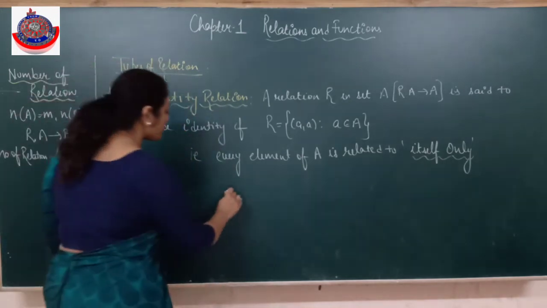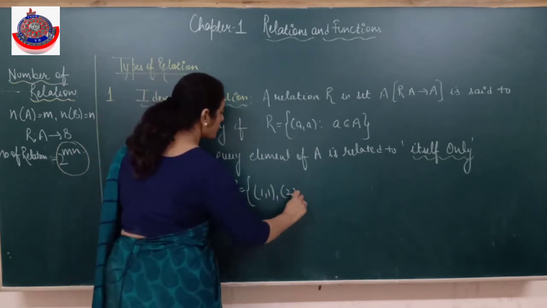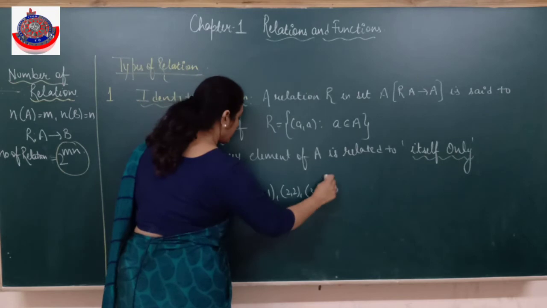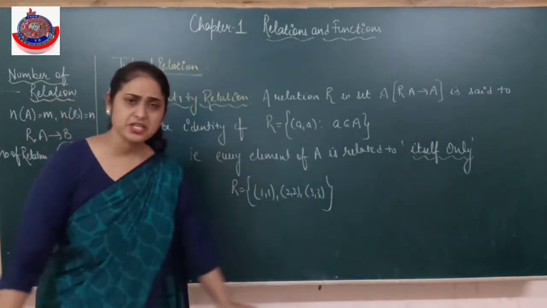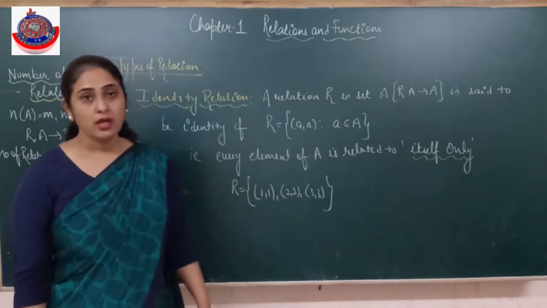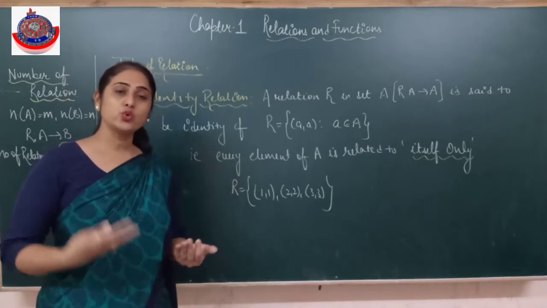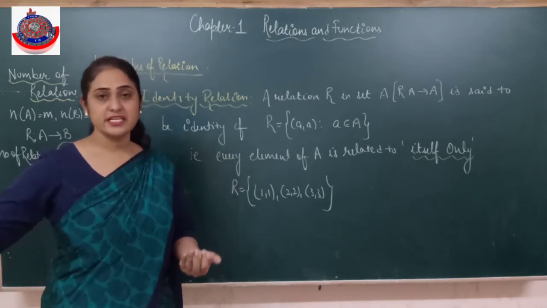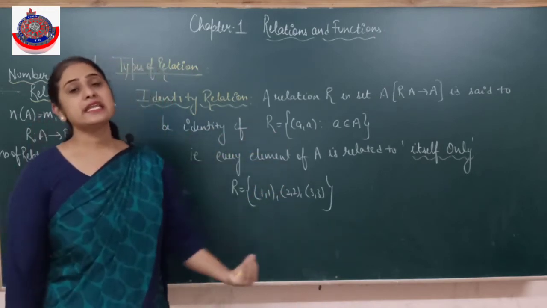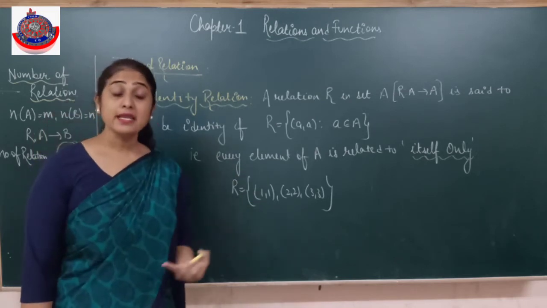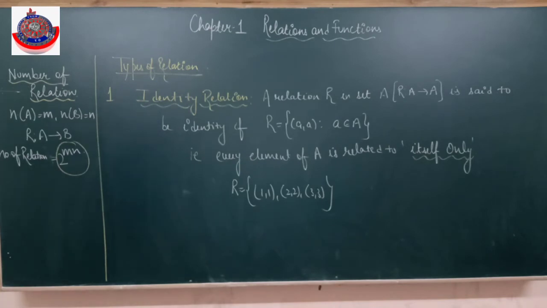Alright, suppose a relation has only this kind of order pairs. It will not have 1 2, 1 3, 1 4. For example, equals to. An element will be equal to itself, so it will have only order pairs like 1 1, 2 2, 3 3, 4 4, 5 5, 6 6, 7 7, 8 8. Alright, when an element is related to itself only, then it is said to be an identity relation. Is it clear?